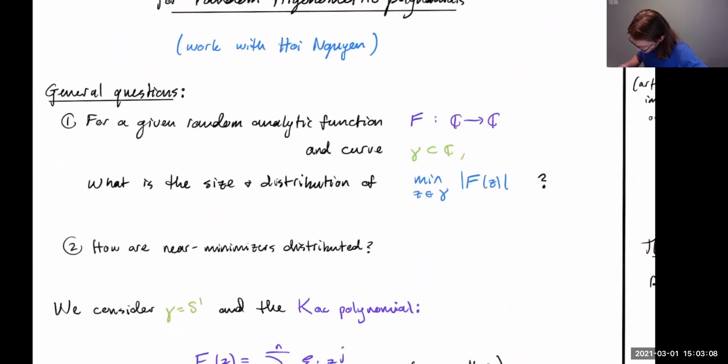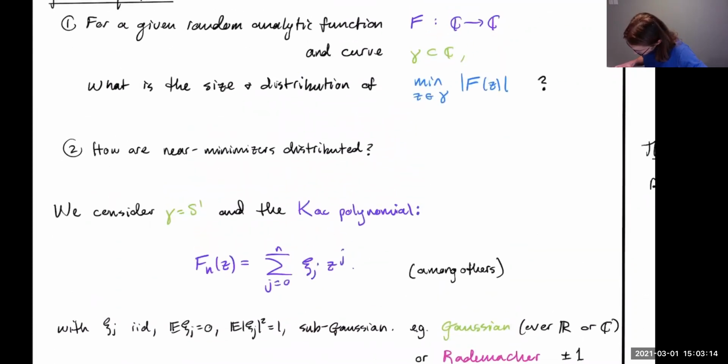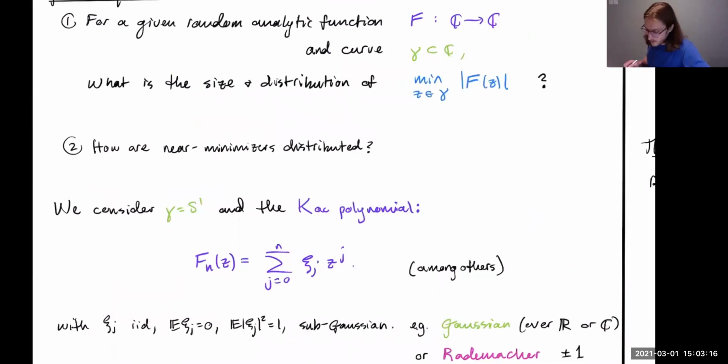Okay, so our particular instance of this question is that our function is the Kac polynomial, and our curve is the unit circle. Our methods apply, and we have a theorem for a general class of trigonometric polynomials. The methods are pretty robust, but I'll just stick to this for the talk. This is about the simplest sort of random polynomial you could think of writing down: we have a degree n polynomial, and the coefficients are IID centered standardized variables.